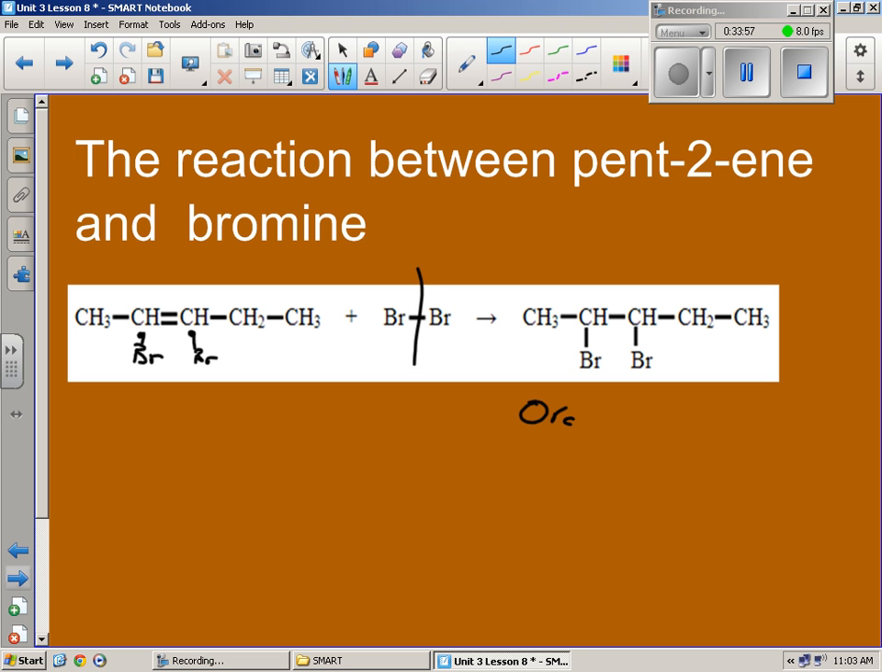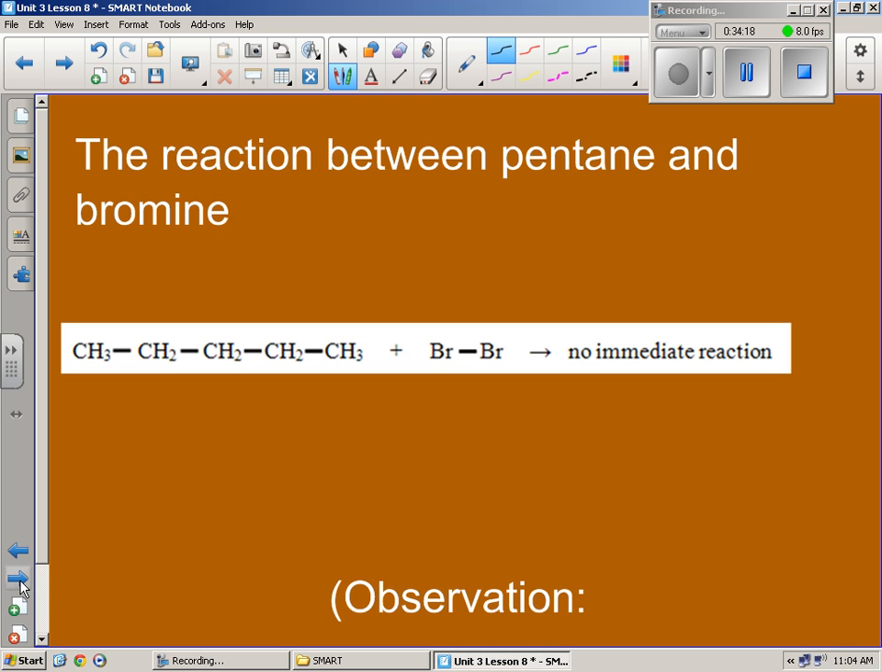So orange color, you guys I think have this on your page there. Orange color disappears quickly. I think that's on your sheet. If it's not, write it down. Okay? So in that case, the orange color would disappear. But, once again, that's an addition reaction where you're adding bromine and bromine in.